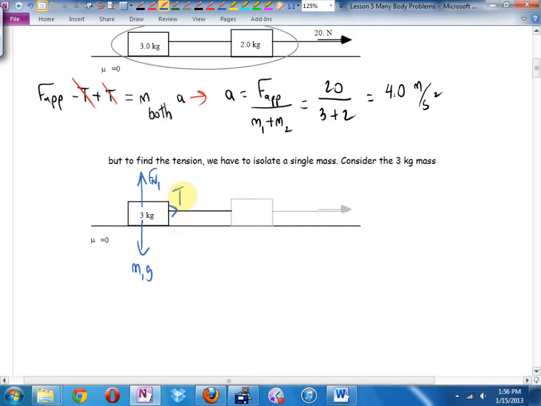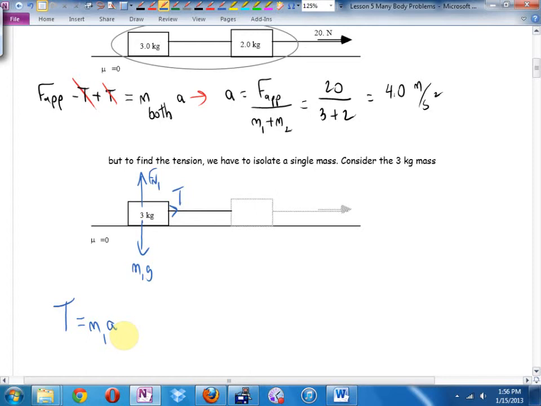If I just look at this mass, who's winning? Who's losing? It's a trick question. No one. And now we're just looking at one mass. So instead of winner minus loser being the mass of both times A, it's going to be the mass of one guy times A.